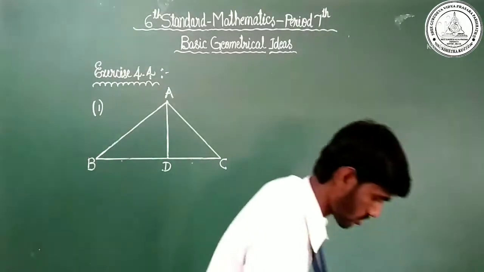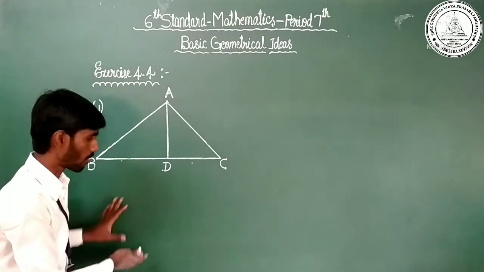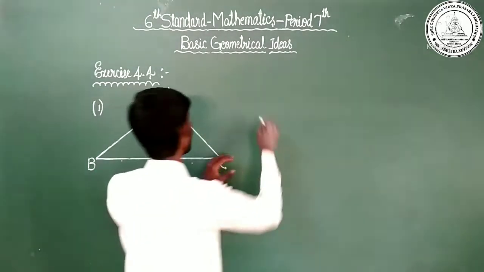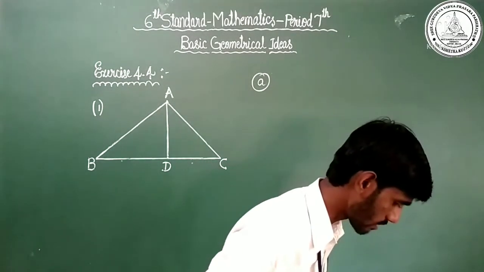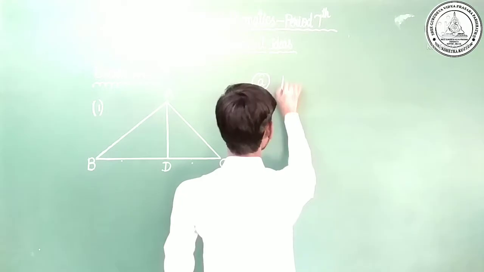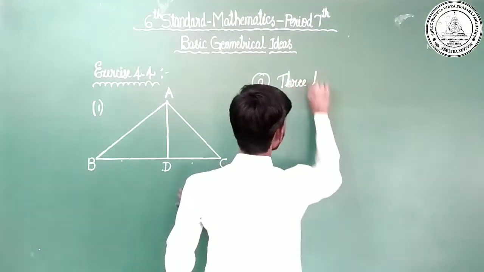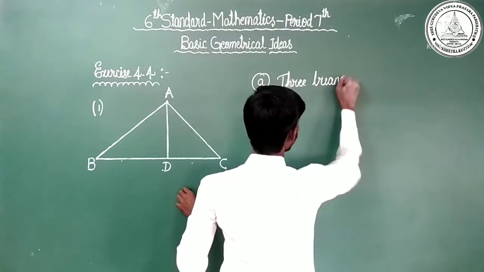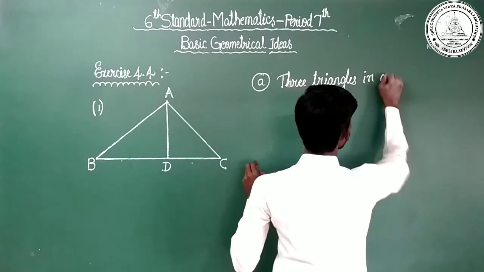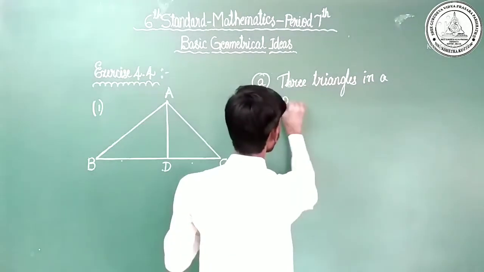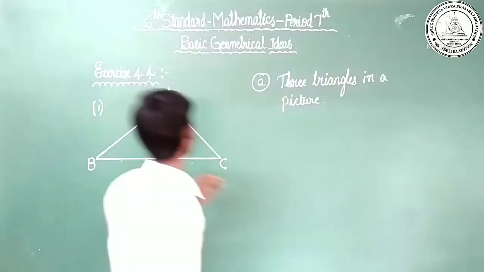Triangles, the first sub-question, A. All of you, write below the picture. I don't have proper place here, so I will write on the board, right side. Yes. First question: three triangles in a given picture or diagram. Okay. Which are those?